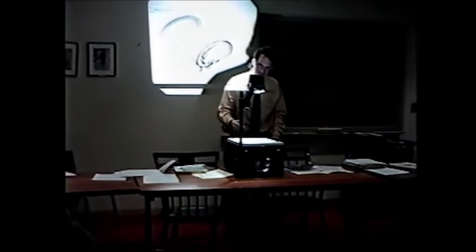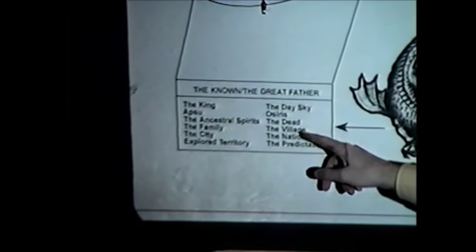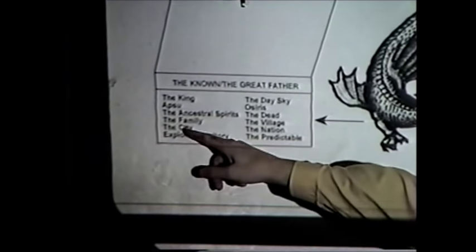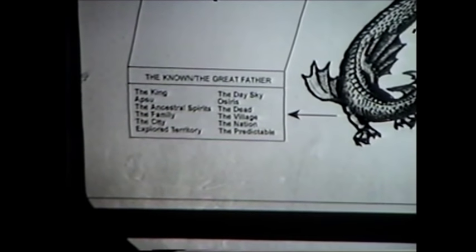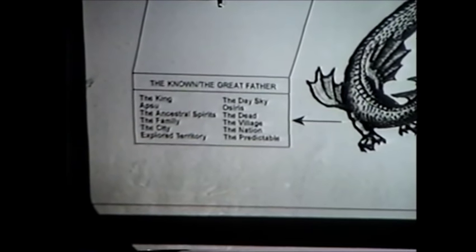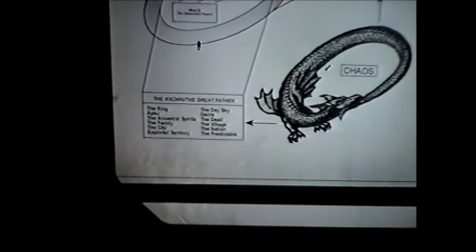The known, a great father, that's culture. The village, the nation, explored territory, the city, the family, the king, the predictable. That's where you live. That's where everything has been transformed from chaos into order, where everything can be predicted. And it sits on top of the unknown.